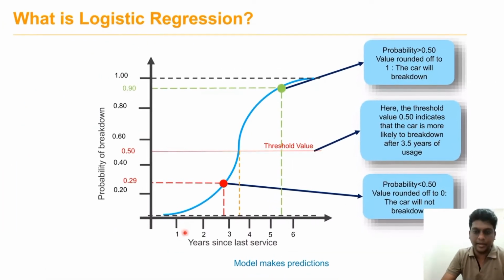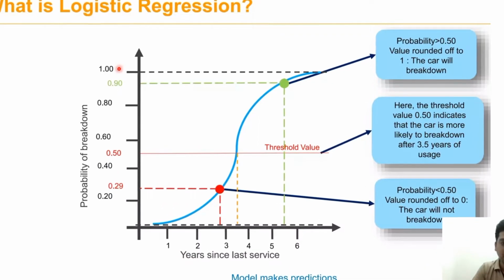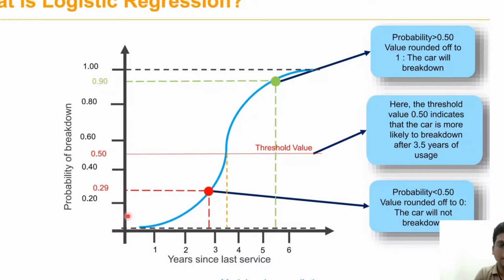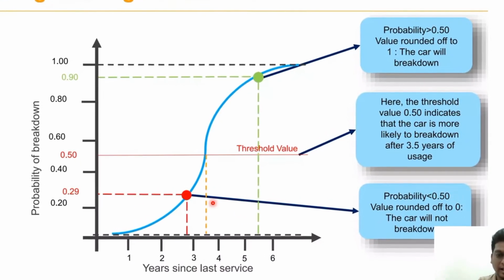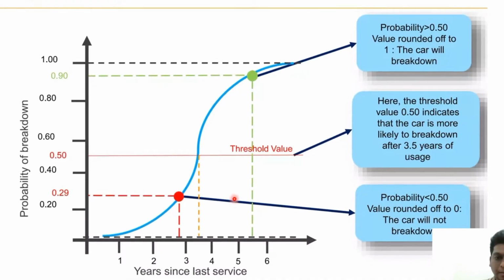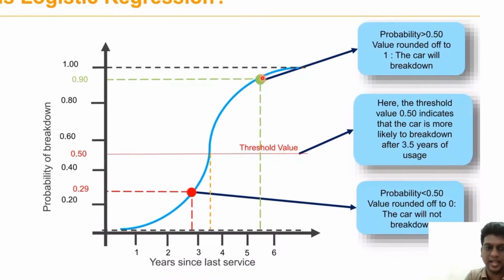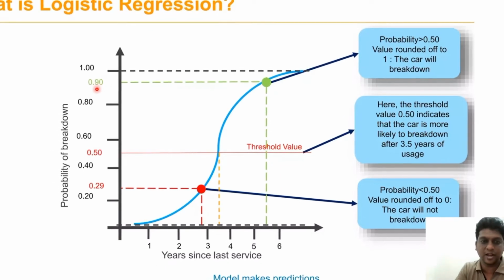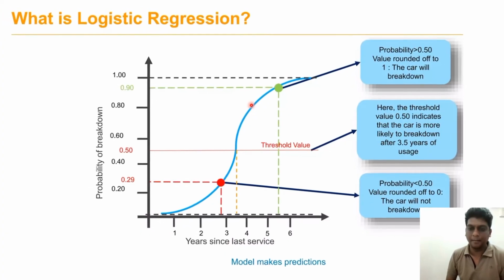Now we can understand what we mean by logistic regression. Here the model can make the predictions. The axis represents the probability value. When the probability is less than 0.5, it means that the car will not break down. When the probability is around 0.5, it has the chance of breaking down in another 3.5 years. When the probability value is greater than 0.5, in this graph it is denoted as a discrete value of 0.9. Then the car has a high chance of breakdown.